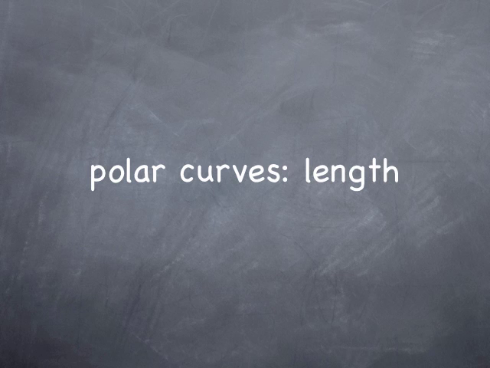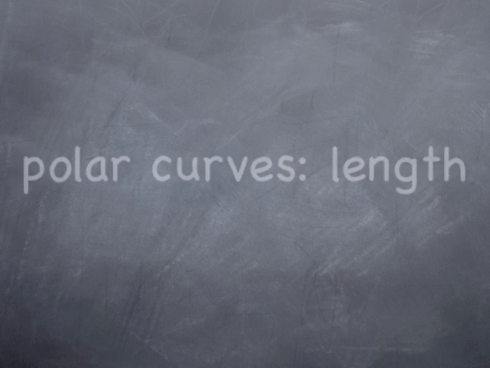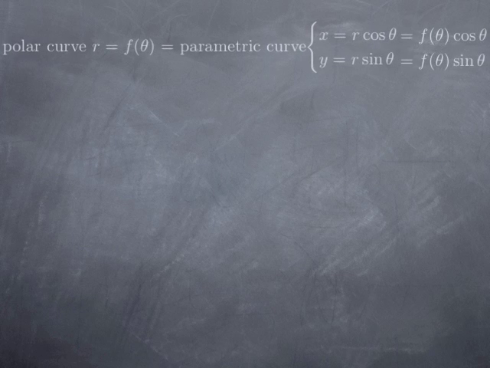Now we're going to take a look at the way to calculate the length of the portion of a polar curve. So a polar curve, the kind of polar curve we've been looking at, is a curve of the form r equal f of theta, where r and theta are the polar coordinates.